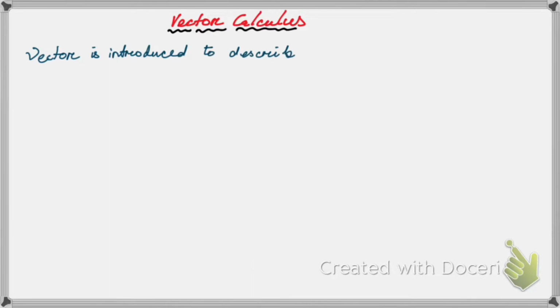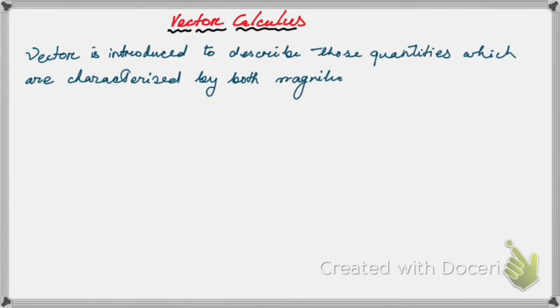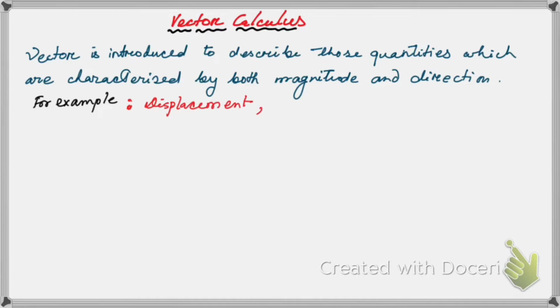So now let me tell you what is vector. Vector calculus, this is our topic, and vector is introduced to describe those quantities which are characterized by both magnitude and direction. For example, we have some physical quantities that to characterize them we need both magnitude and direction, for example, displacement. Displacement is a vector quantity. We need direction and magnitude both, and force, you can say, etc.